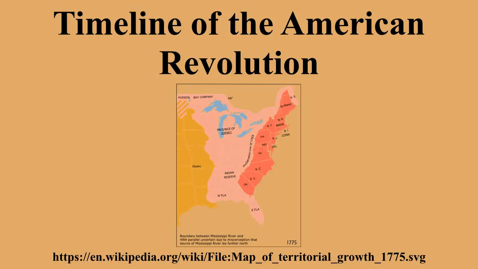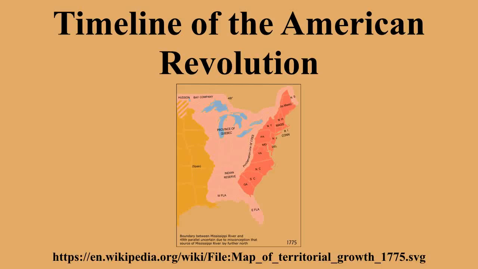1764: The Sugar Act, intended to raise revenues, and the Currency Act, prohibiting the colonies from issuing paper money, are passed by Parliament. These acts, coming during the economic slump that followed the French and Indian War, are resented by the colonists and lead to protests.